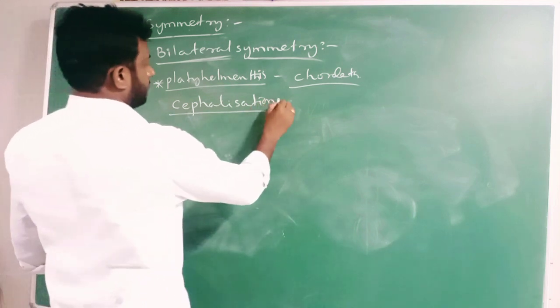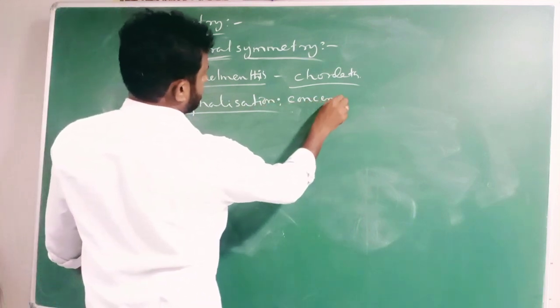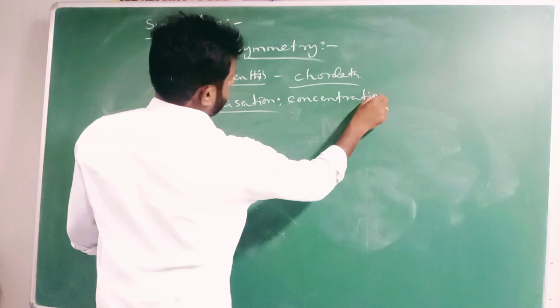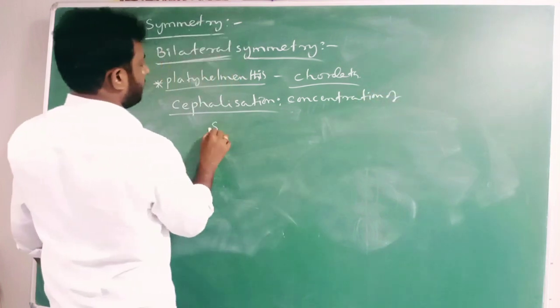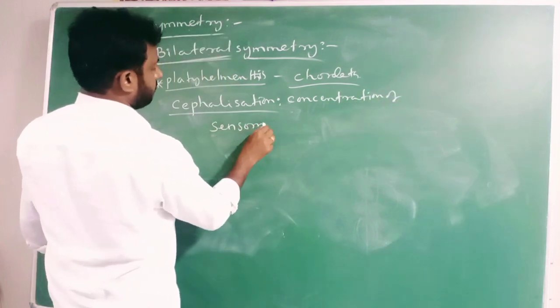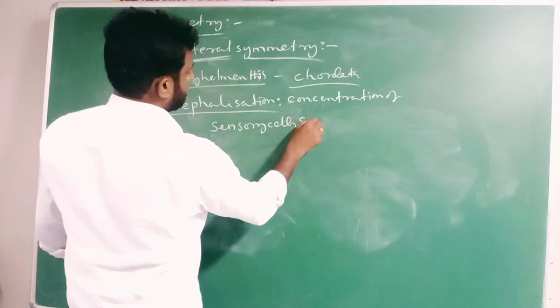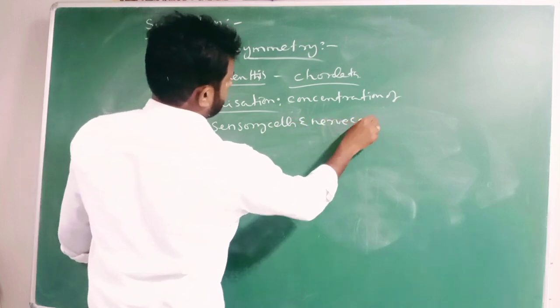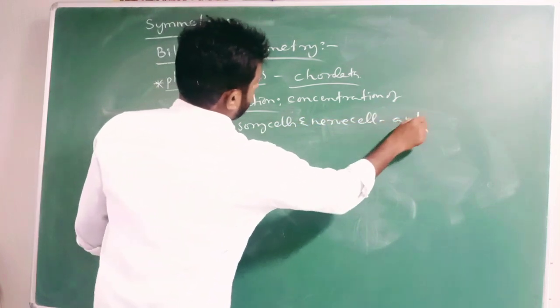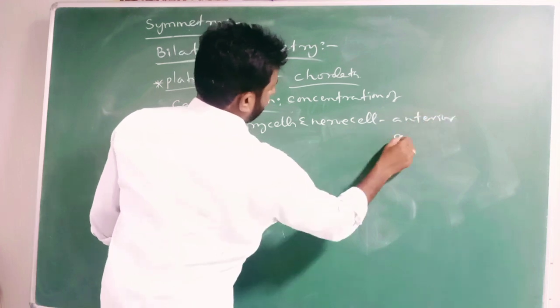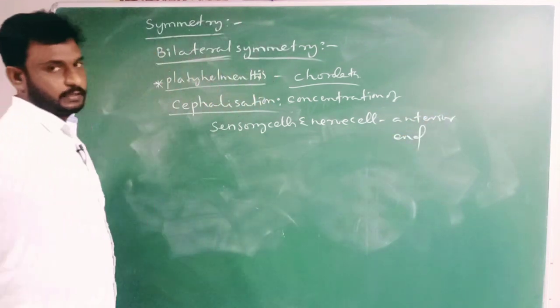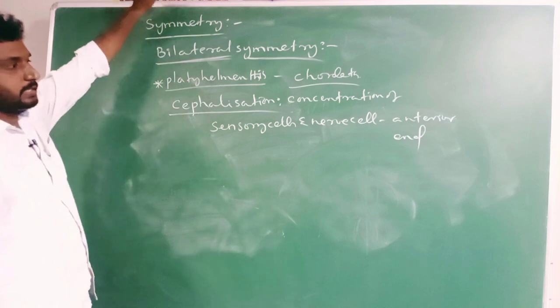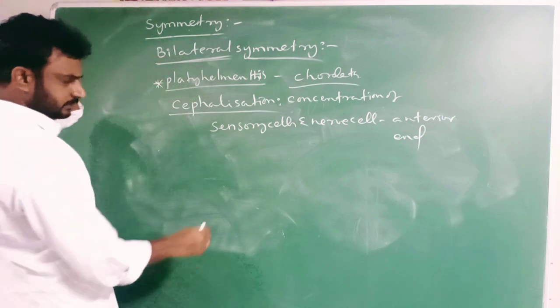Cephalization: concentration of sensory cells and nerve cells at the anterior end of the body. Take one example, fish.